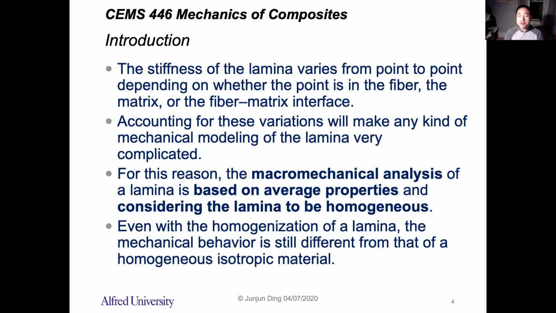Based on your lamina. So for this reason, the macromechanical analysis of a lamina is based on the average properties and considering the lamina to be homogeneous. So based on that lamina, you can model the laminate, right? So apparently that's the assumption, right? You just assume your lamina is homogeneous. They have the average properties that is calculated based on your macromechanical analysis.